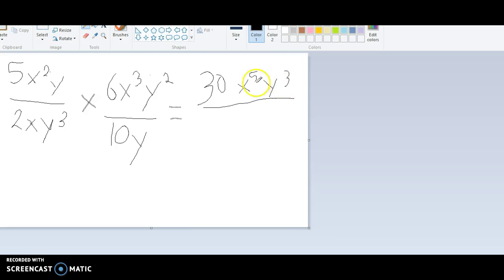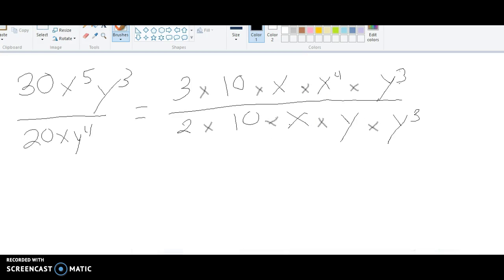And then we do the bottom part. So 10 multiplied by 2 would be 20. And there's no x in this part, so we just leave the x alone and bring it over here. And there's a y over here, and there's another y. The variables are the same, so you add the degrees again, so it'd be y to the 4th power. Now you factor and divide out common factors, and this is how we do it.